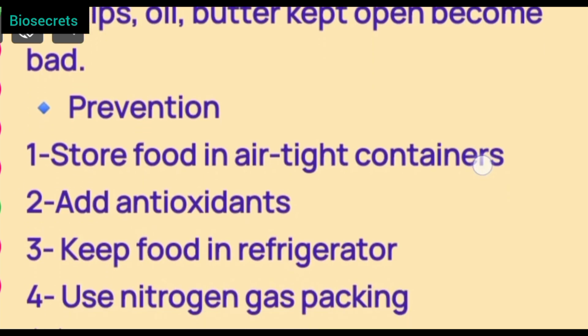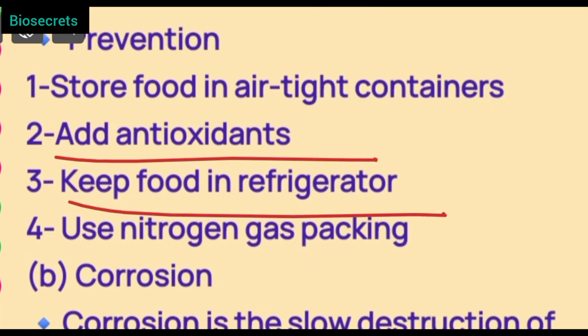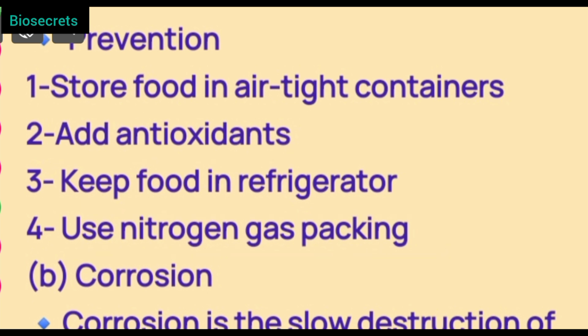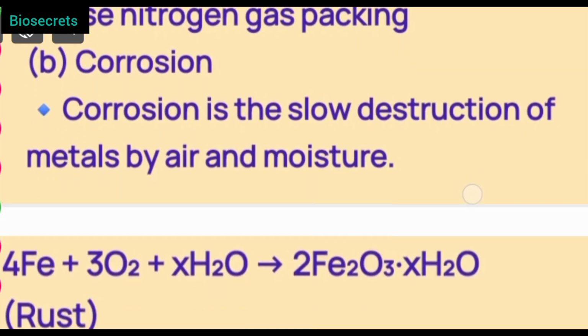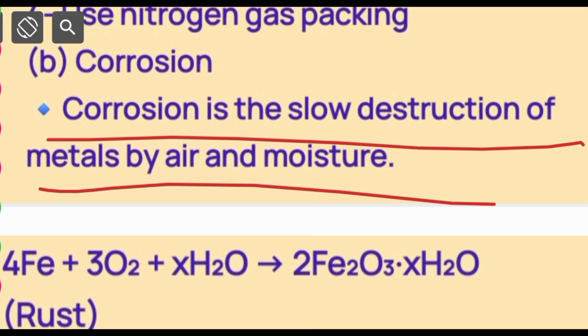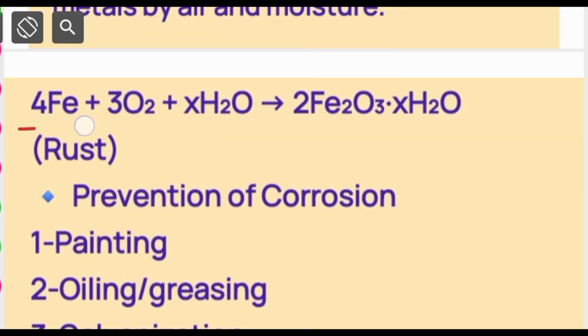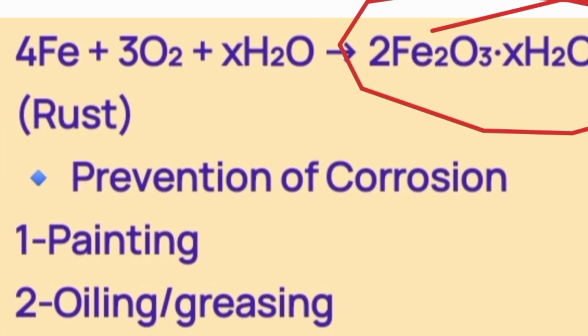What are the prevention of rancidity? So store food in airtight container, add antioxidants, keep food in refrigerator and use nitrogen gas during the packaging of the food. These all are the prevention of rancidity. Next is corrosion. What is corrosion? Corrosion is the slow destruction of metal by air and moisture. Reaction of corrosion is 4Fe plus 3O2 plus xH2O. It forms 2Fe2O3.xH2O. This is the formula of rust.